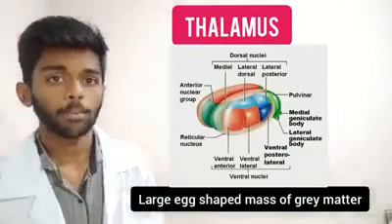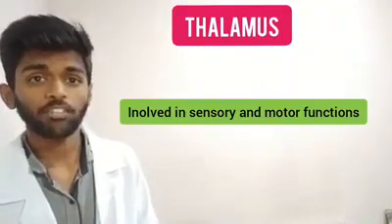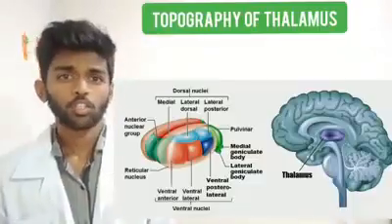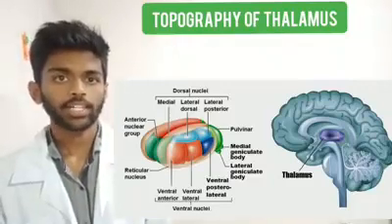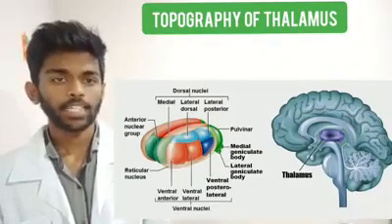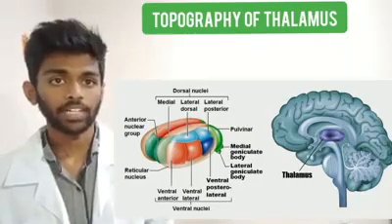Thalamus. Thalamus is a large egg-shaped mass of grey matter present in the diencephalon. It is a part of forebrain. Thalamus is involved in sensory as well as motor functions of the brain. Topography of thalamus. Thalamus is a part of diencephalon. It is located deep in the forebrain, present just above the midbrain. One thalamus is present on each side of the third ventricle.